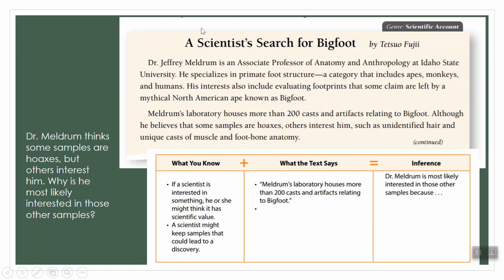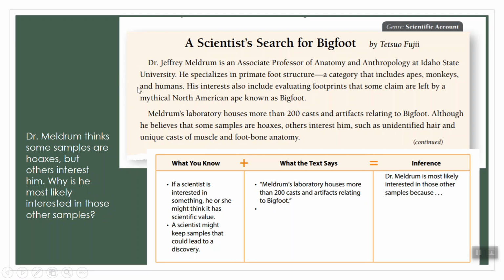Let's think about this question as we're reading this paragraph for a second time. Dr. Meldrum thinks some samples are hoaxes, but others interest him. Why is he most likely interested in those other samples? Let's see. Dr. Jeffrey Meldrum is an associate professor of anatomy and anthropology at Idaho State University. He specializes in primate foot structure, a category that includes apes, monkeys, and humans.